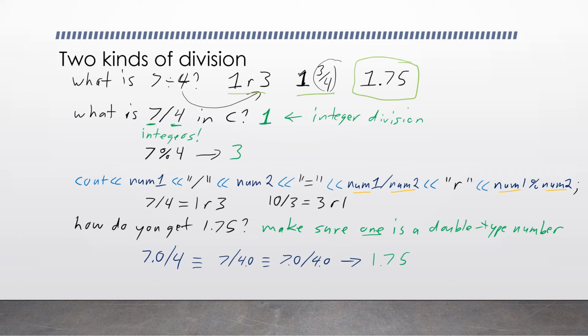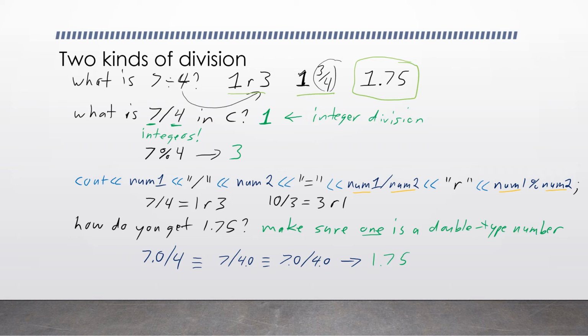Okay, so the key here is when you're writing code, remember that if the only inputs to a given equation are integers, C is going to do integer division.